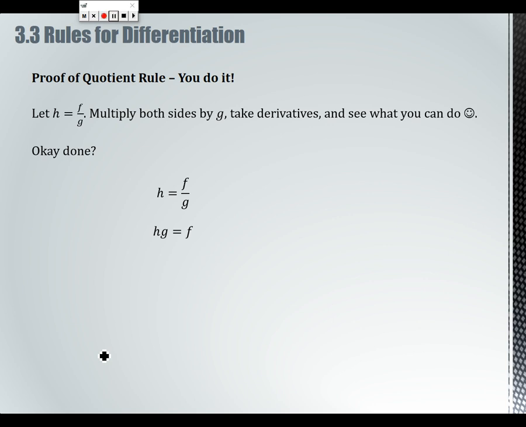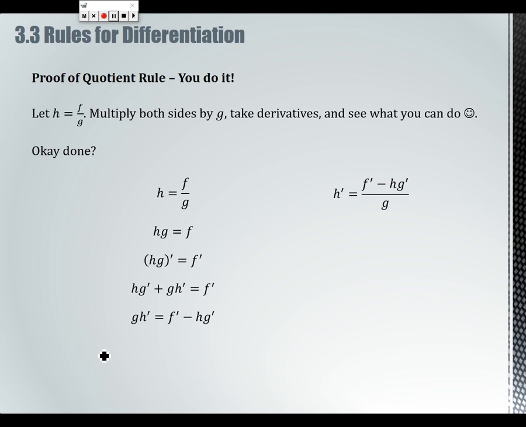All right, how does your work look? You're differentiating. How do you do hg prime? Oh yeah, the product rule. That's right. I remember that from 15 minutes ago. Okay. All right, and then what are we doing? Let's keep our eyes on the prize. We still want to get h prime by itself. So solving for h prime looks like that.